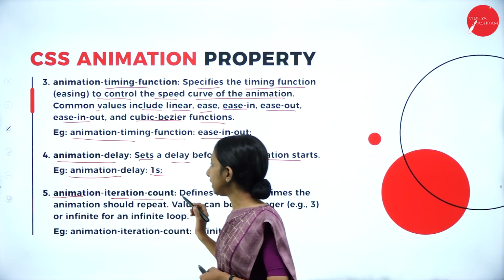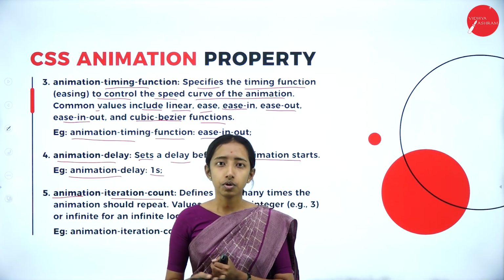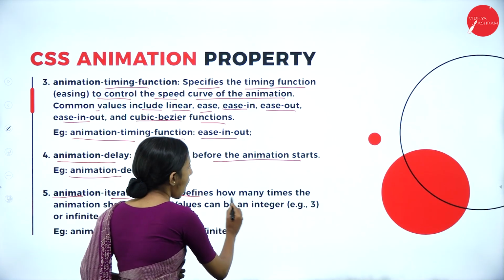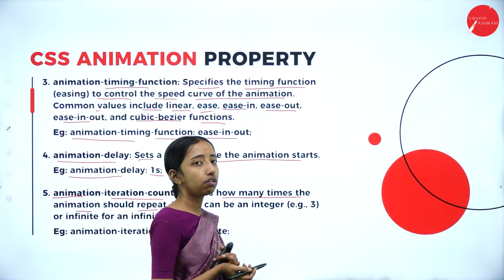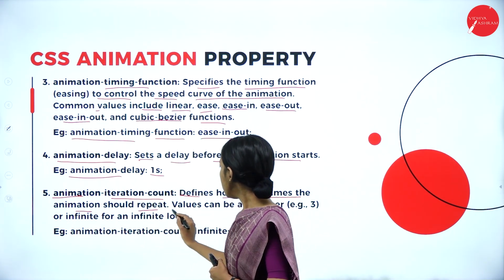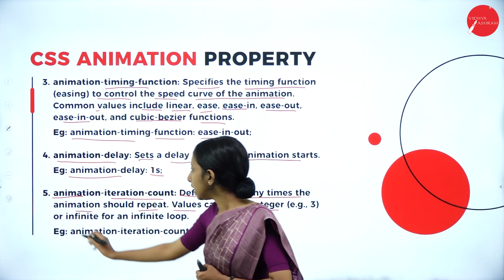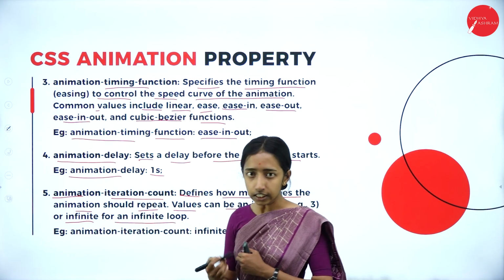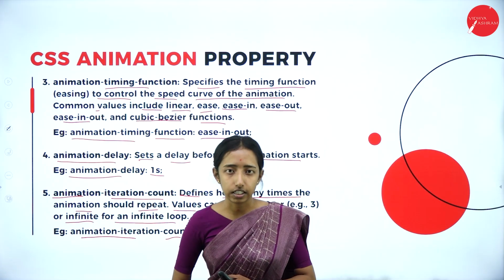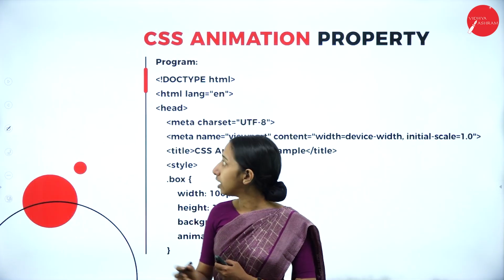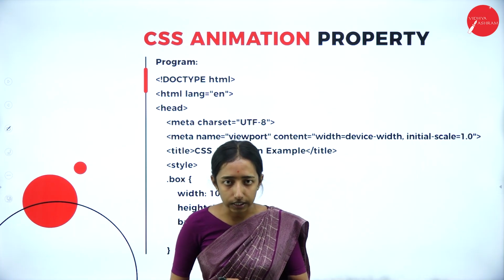Next, animation iteration count. The iteration count can be infinity, 1 or 2. It defines how many times the animation should repeat. So how many times do you want to repeat the animation? The values can be integers, that is 3, 4, 5, or infinity for an infinite loop. So animation-iteration-count is equal to infinity. So these are the properties, and here we have an example of how this animation property works.